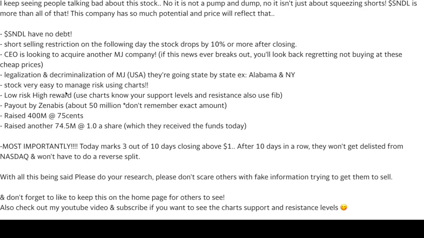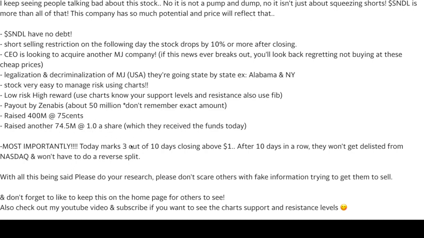I mentioned that the stock was very easy to use and manage the risk, and it's really easy to use the charts using support levels, resistance levels, and Fibonacci levels. And literally, like I showed you guys in the chart, everything happened to the T. There was a payout by Zenabis, so they received 50 million. They got another 400 million at 75 cents when they did an offering, and they did the last offering.